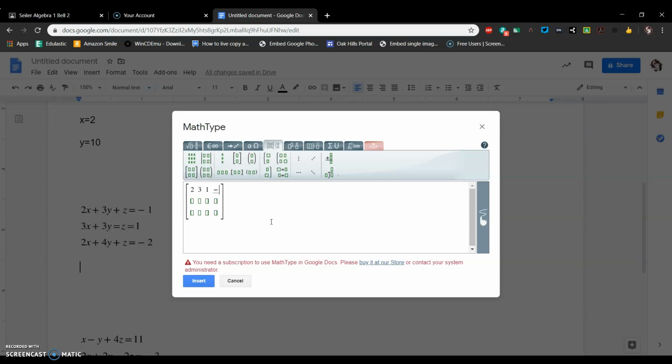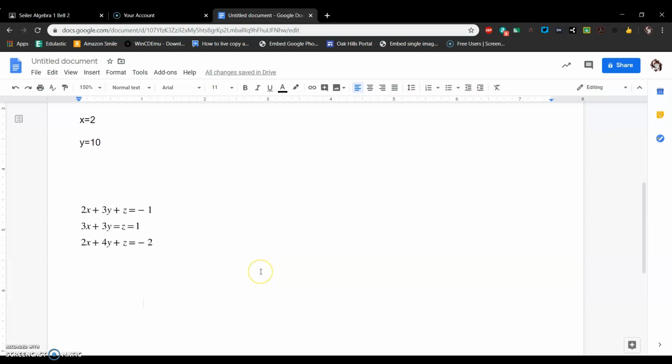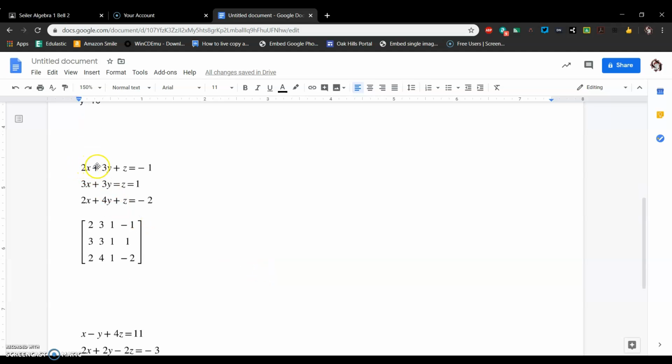Now that just says z, so we know we're just going to use a 1 as a placeholder. The first solution is -1. Then 3, 3, 1, 1. Then 2, 4, 1, -2. So again, I just took the numbers from across the top, typed those in without the variables, numbers across the middle, and same thing on the bottom.